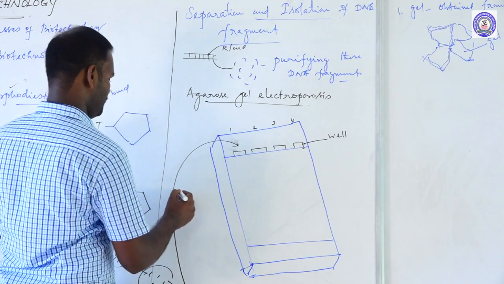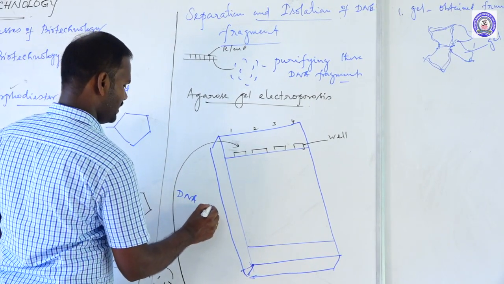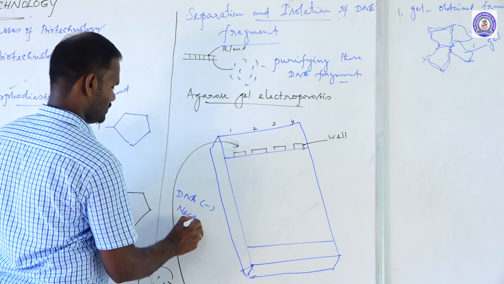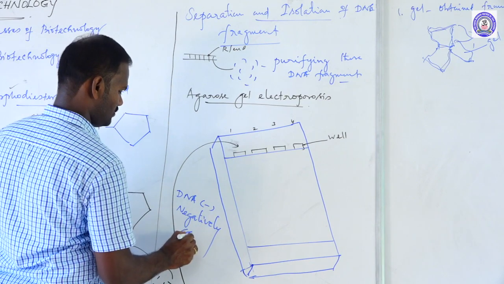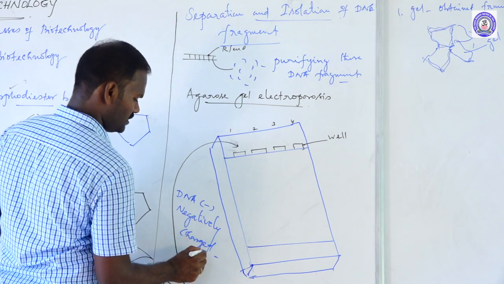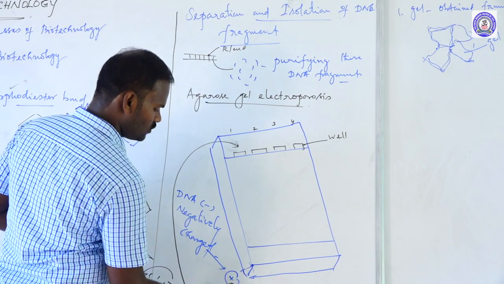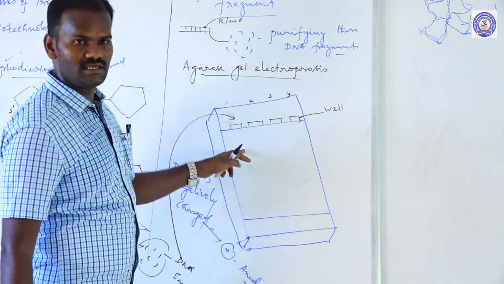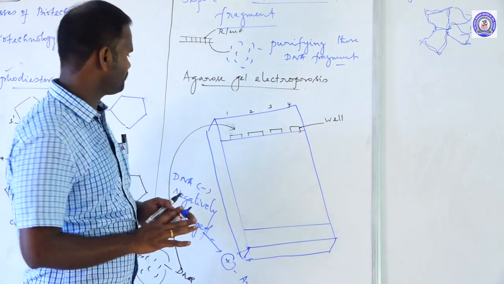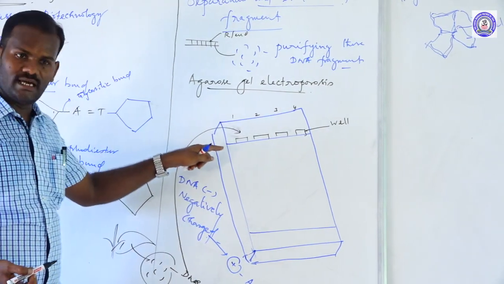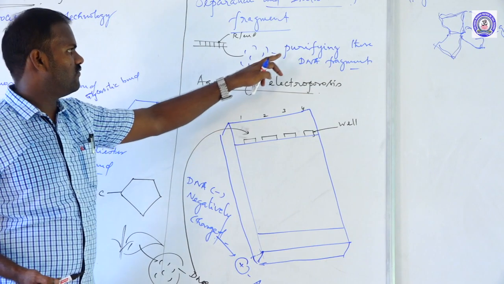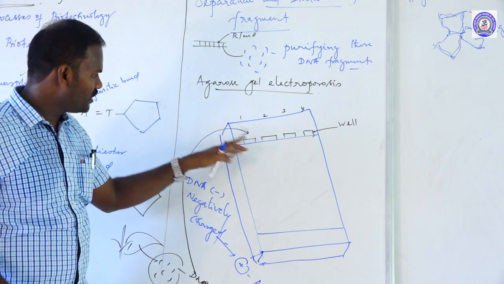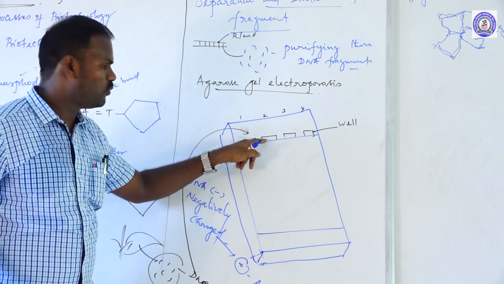Since we know that DNA is a negatively charged molecule, it moves towards the positively charged anode in the presence of an electric field, through the matrix, which is the gel. What is the purpose of loading the DNA sample? We want purification and separation of DNA fragments. The DNA sample is loaded into the agar gel through the well.